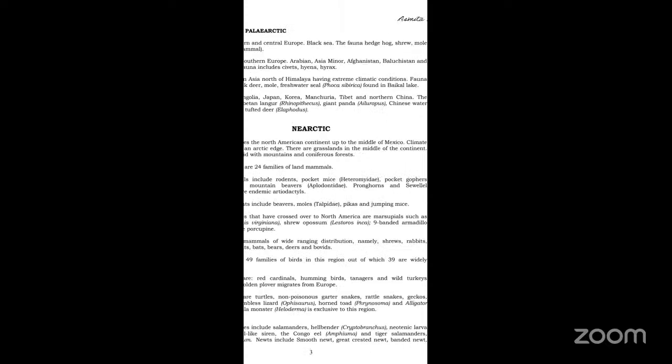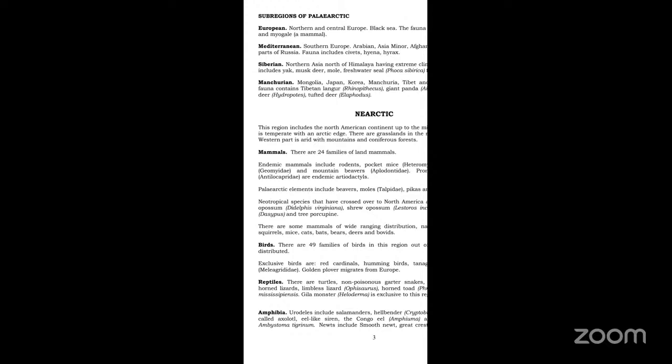So where is the Nearctic region located, or what are the regions that come under the Nearctic? It includes the whole North American continent, up to the middle of Mexico. And here the climate is very temperate, and there are also grasslands in the middle of the continent.